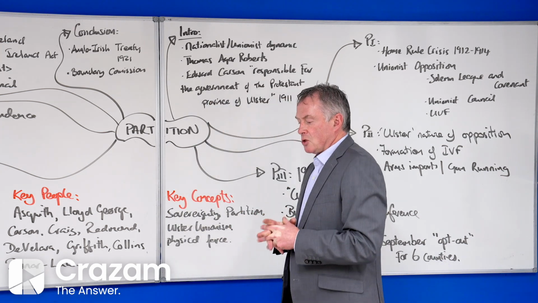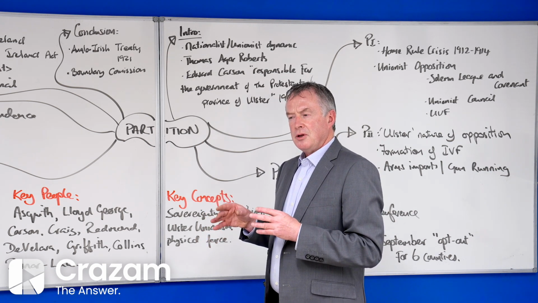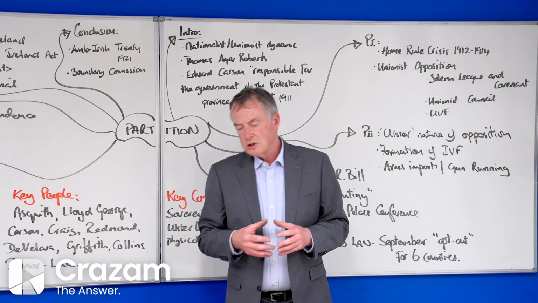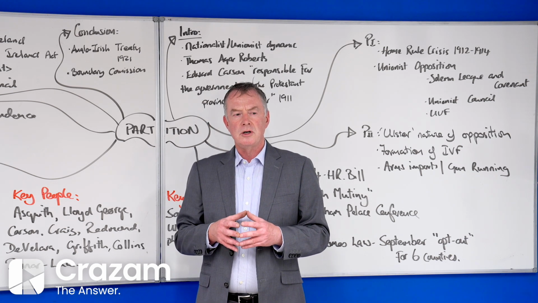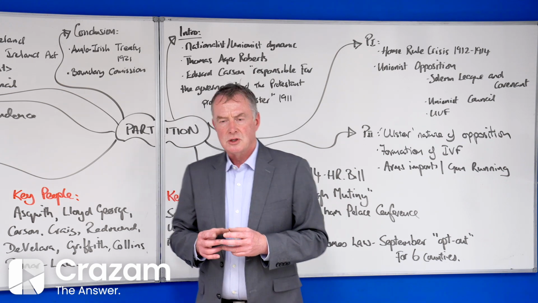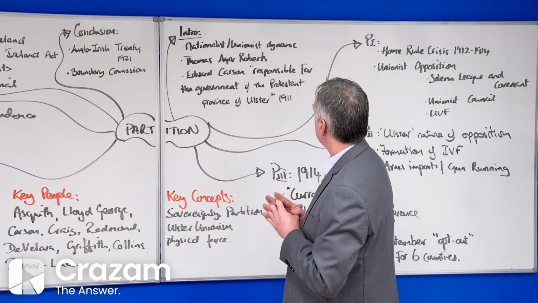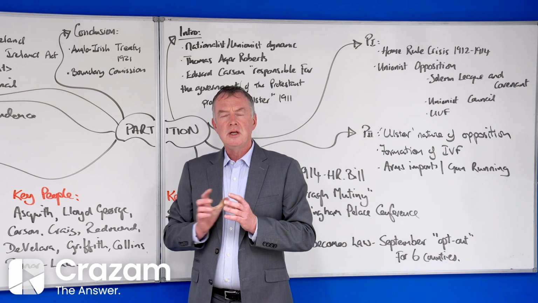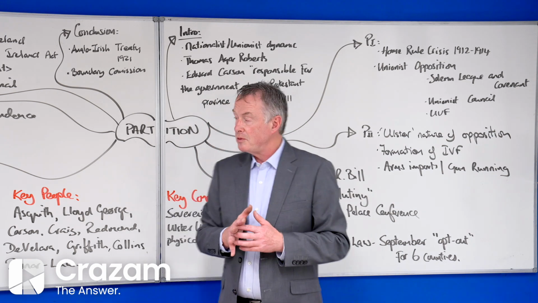But sometime around 1910, 11, 12, Carson became convinced that the only way that the Unionists could develop an effective strategy would be to concentrate on the north of Ireland and abandon the Unionists and the Protestants in the 26 counties, which he did. And he refers to being responsible for the government of the Protestant province of Ulster as early as 1911. So he's thinking in terms of partition too, or it's beginning to form in his mind.